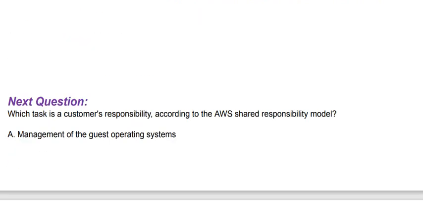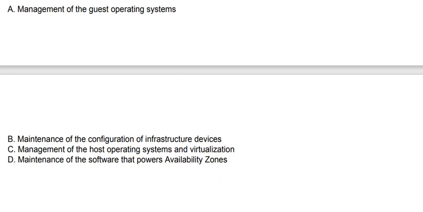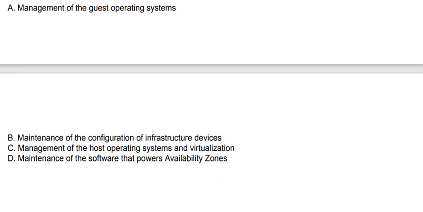Next question is, which task is a customer's responsibility according to the AWS shared responsibility model? Option A, management of the guest operating systems. Option B, maintenance of the configuration of infrastructure devices. Option C, management of the host operating systems and virtualization. And option D, maintenance of the software that powers Availability Zones. The correct answer is option A.